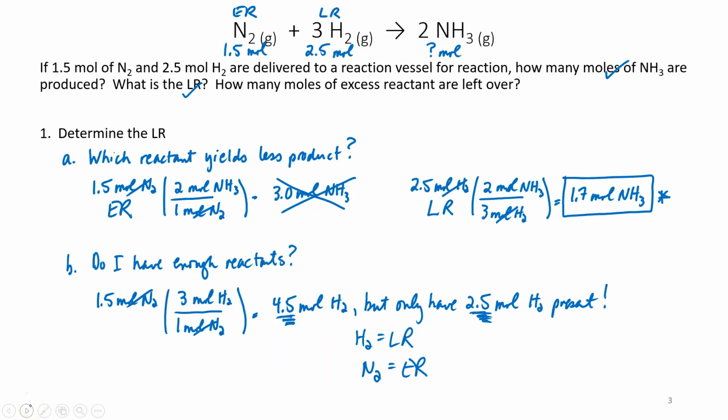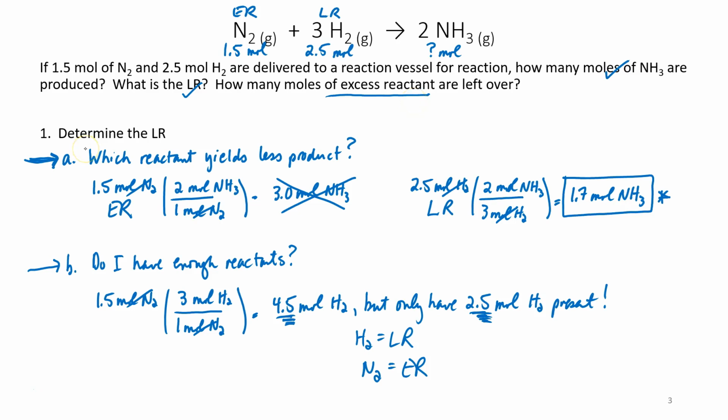So hopefully one of these ways makes sense to you. Again, I usually use this method because it helps me to identify the limiting reactant and it tells me how much product is formed. We still have one more question to answer. How many moles of the excess reactant, in other words, nitrogen, how many moles of nitrogen are left over?